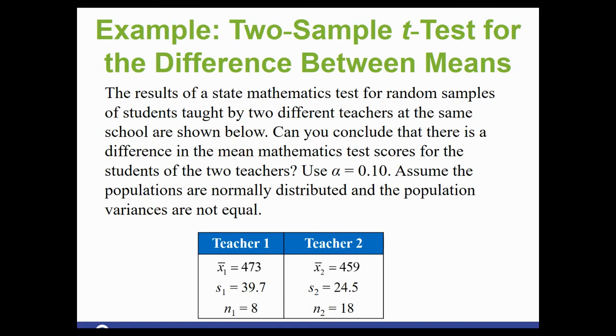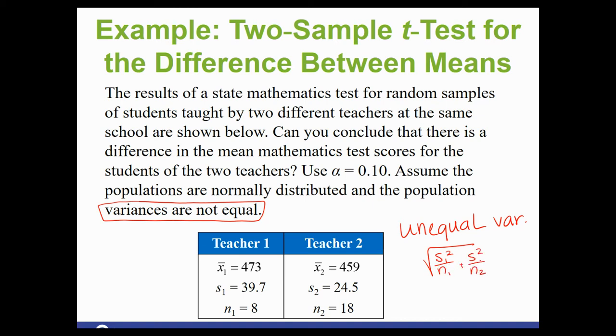So first thing that jumps out at me is the last bit of that, population variances are not equal. So this is those unequal variances. This is the smaller of the two formulas, the one that looks more similar to a Z distribution. So this is the one on bottom with the S1 squared over N1 plus S2 squared over N2. That's the bottom of the formula. And then for this one, degrees of freedom, it's whichever one is smaller of our sample sizes, minus 1.